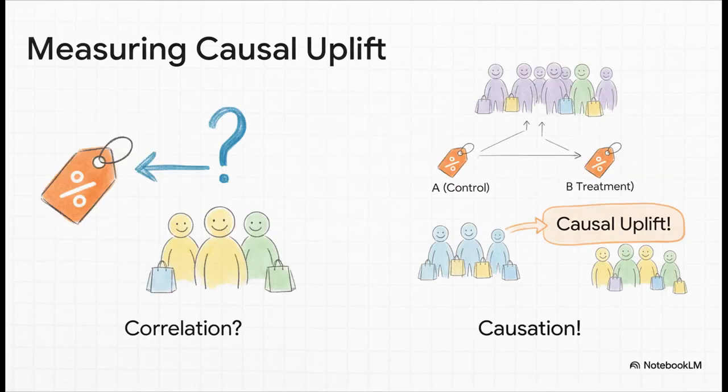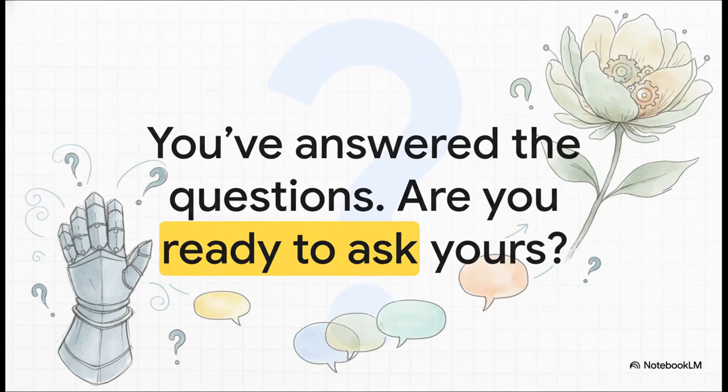Last one in this round. How do you measure the causal uplift from a discount? That word causal is everything. To measure the true causal impact, you absolutely need an experiment. Just looking at who used a discount is correlation, not causation. The gold standard is an A/B test, where you compare a group that gets the offer to a control group that doesn't.